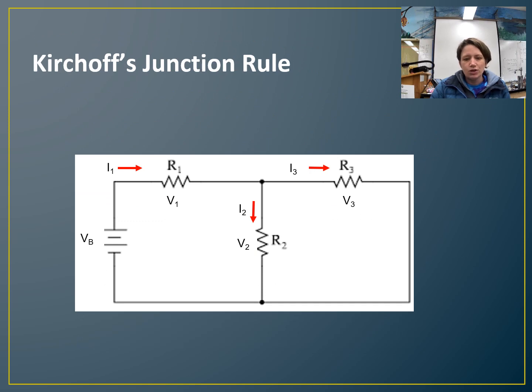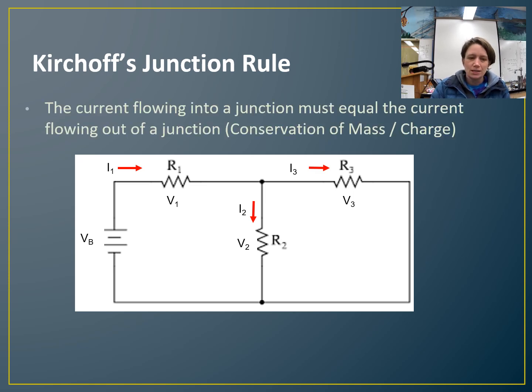So then we're going to use two rules, Kirchoff's rules, to come up with the equations that we're going to solve to get our ultimate answer. The first one is called Kirchoff's junction rule, and it's exactly the same as the junction rule in fluids, so it should make sense to you. The basic idea is the current flowing into a junction has to equal the current flowing out of a junction. This, again, is because of conservation of mass or charge.